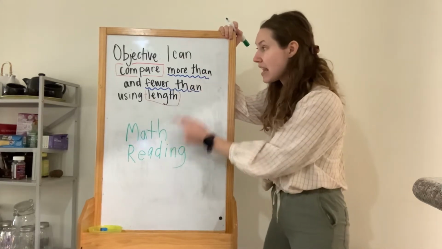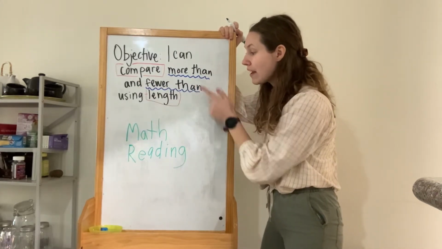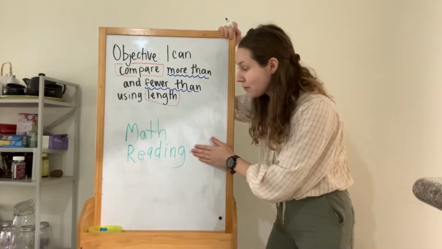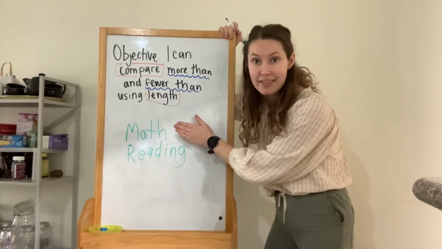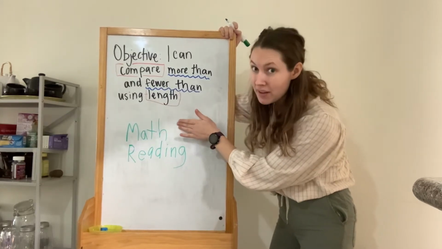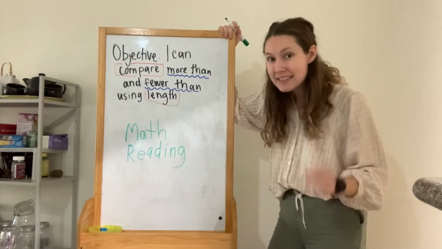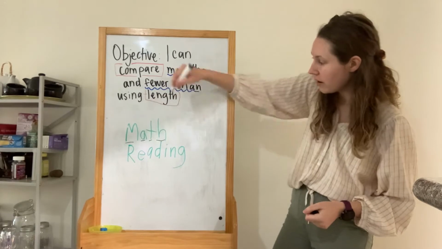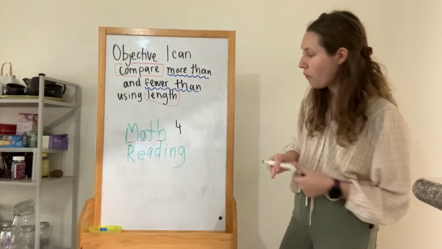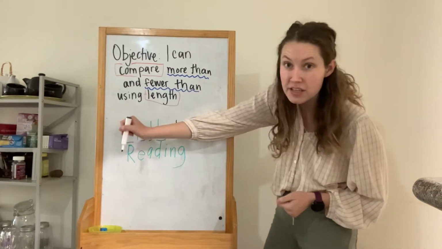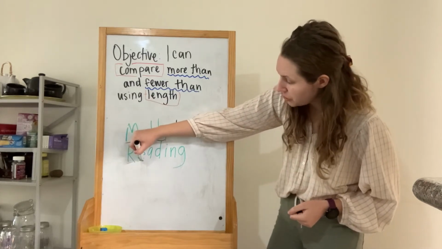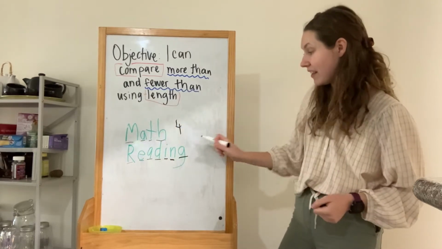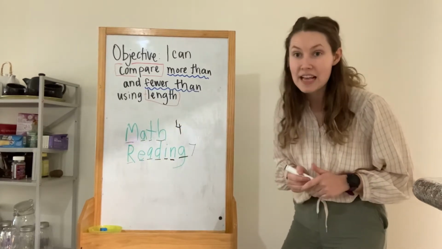Remember, our objective today is to compare with more than and fewer than. So I can see that my word reading has more letters than the word math. The word math has fewer letters than the word reading. Let's count to double check. 1, 2, 3, 4 letters. This word has 4 letters. Let's count the letters in reading. 1, 2, 3, 4, 5, 6, 7 letters. This word has 7 letters.